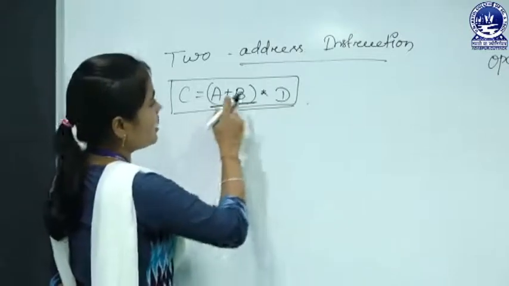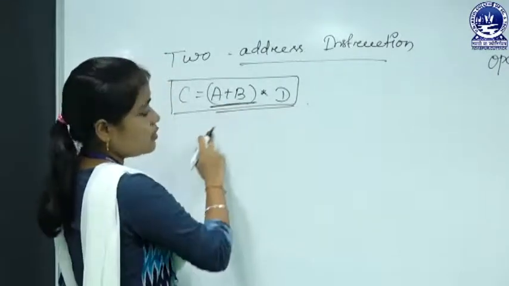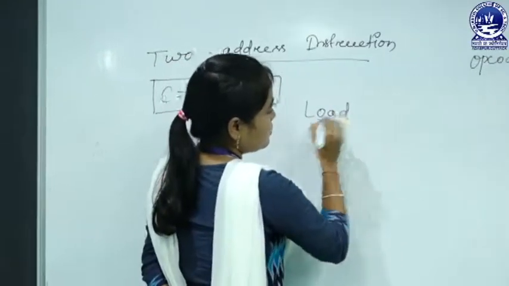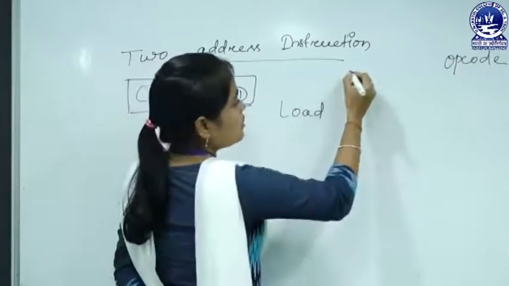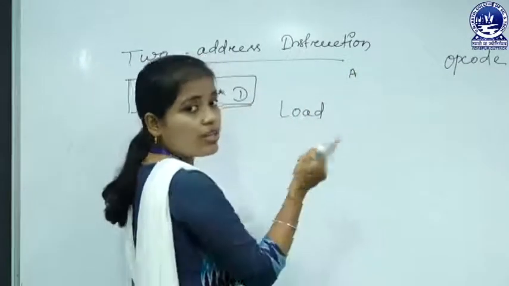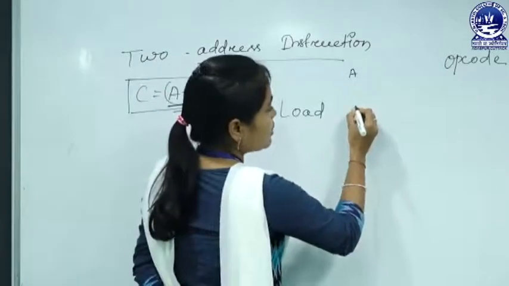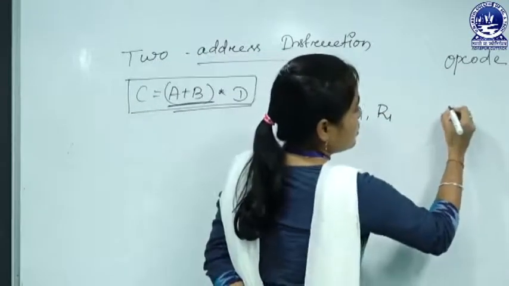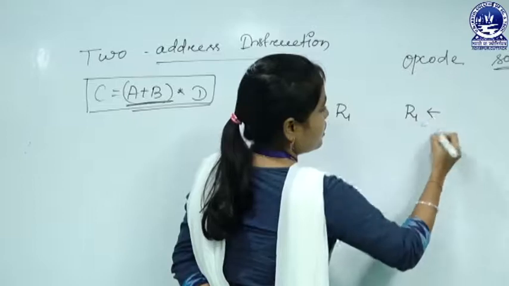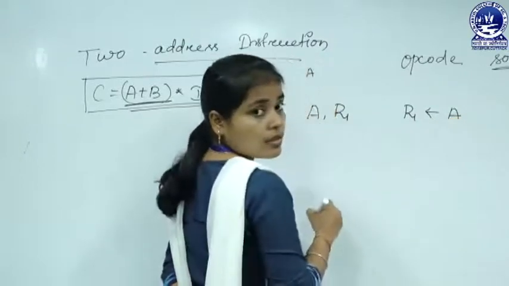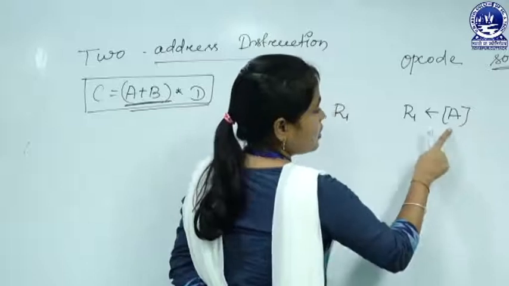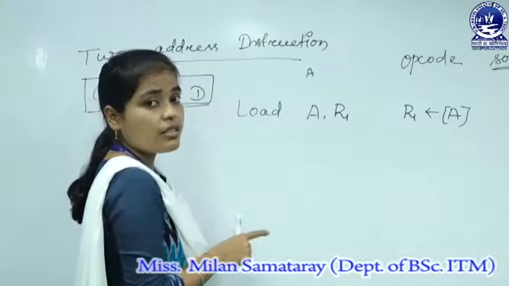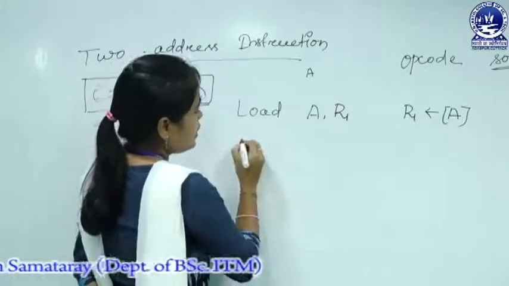So let us see how we will write the two address instruction format. For this, first you have to do the load operation. There I was writing only load A and A is loaded into the accumulator, but here we have to write the destination, let us say R1. That means R1 is loaded with the content of A. R1 is one of our general purpose registers.